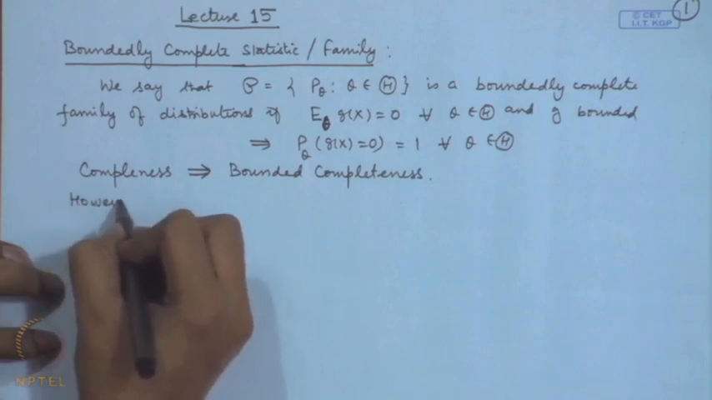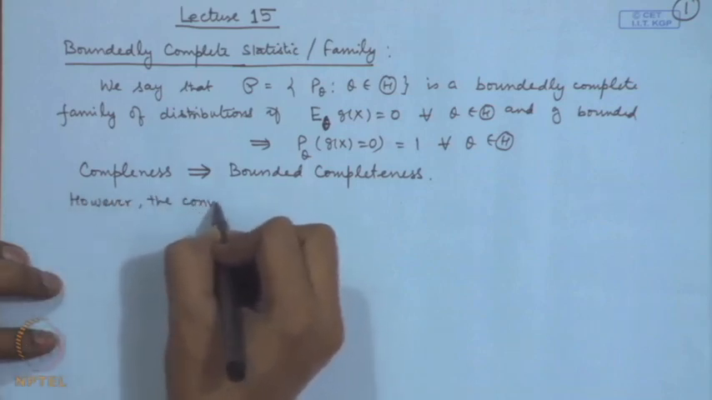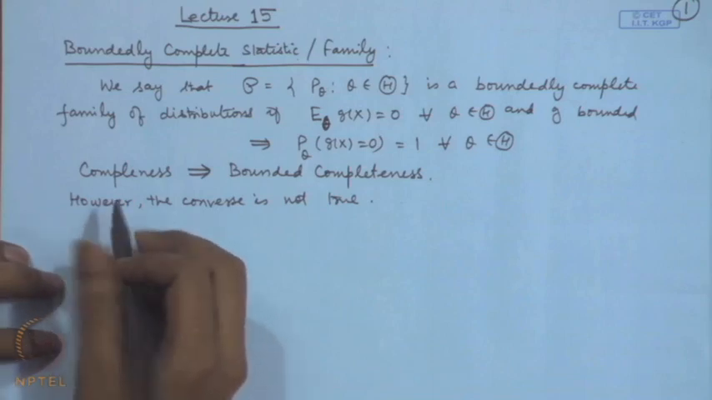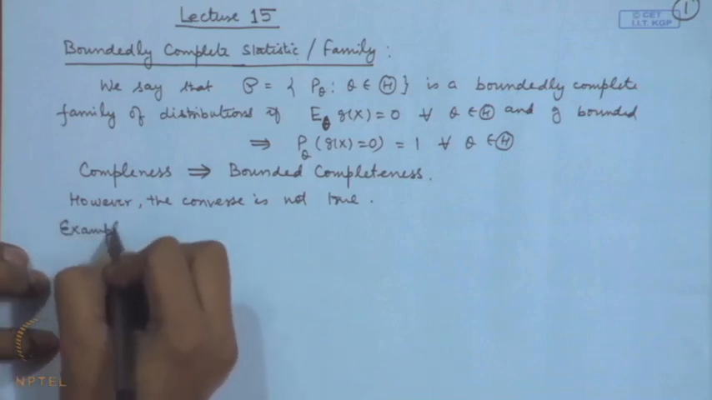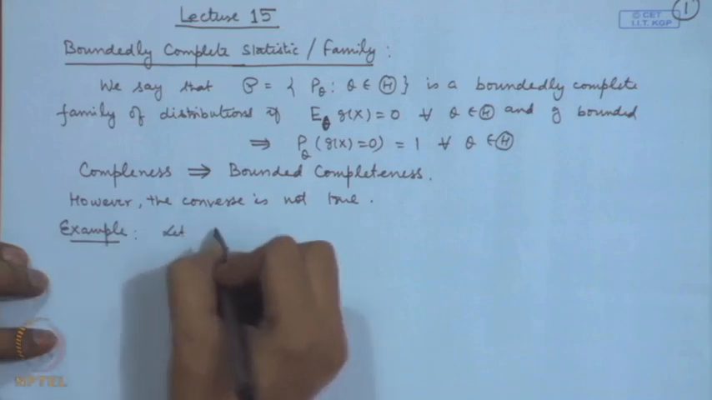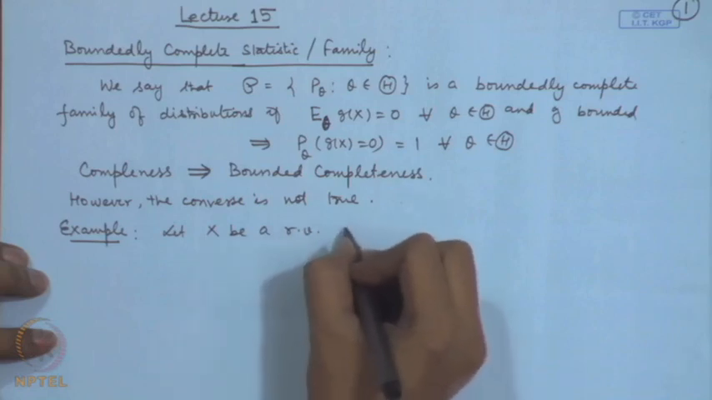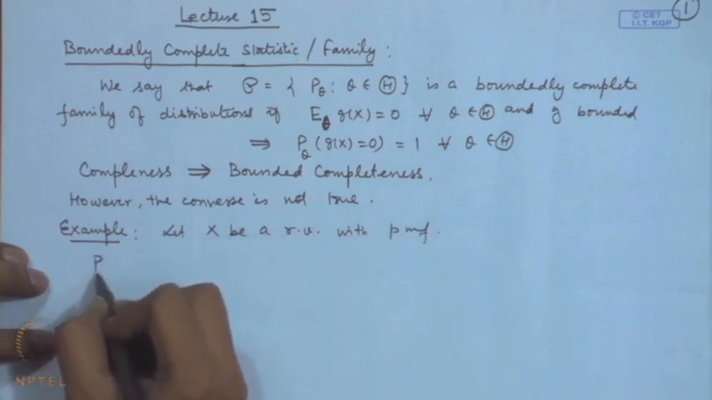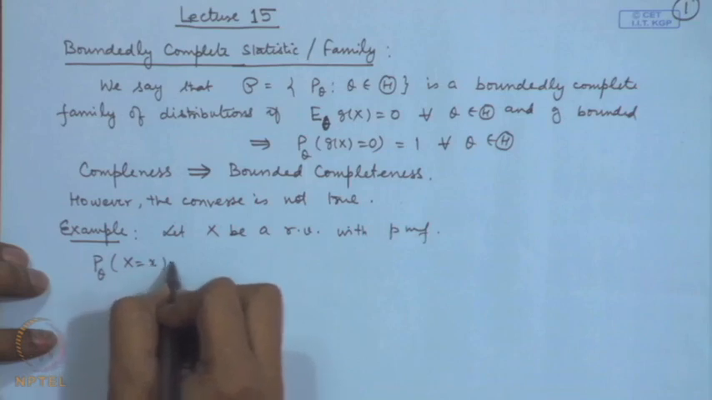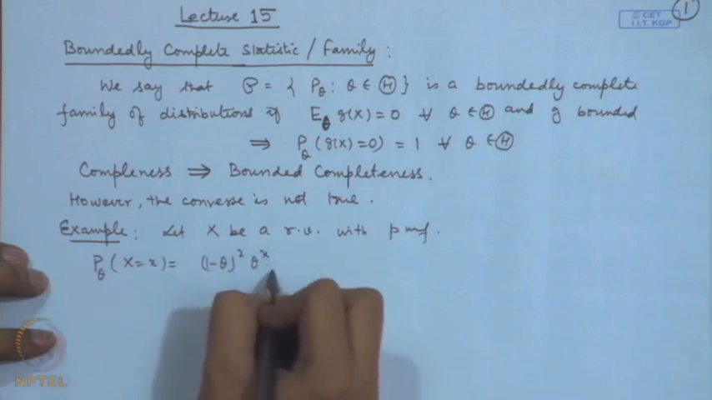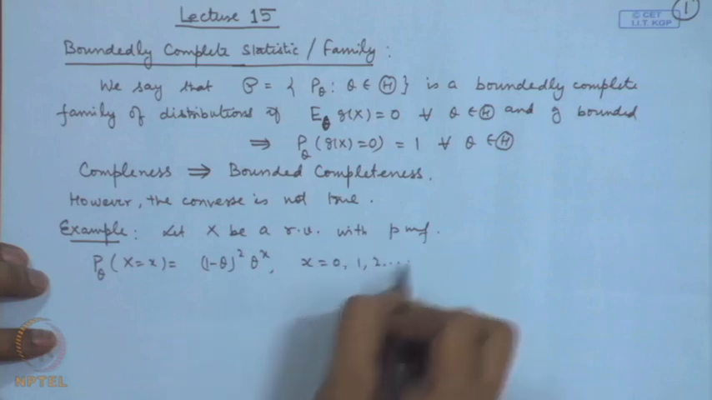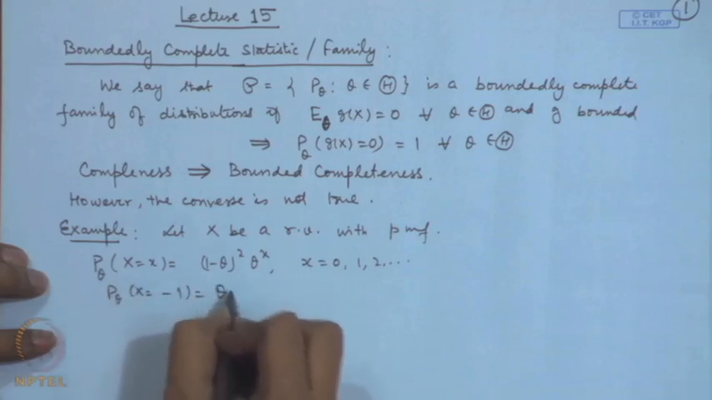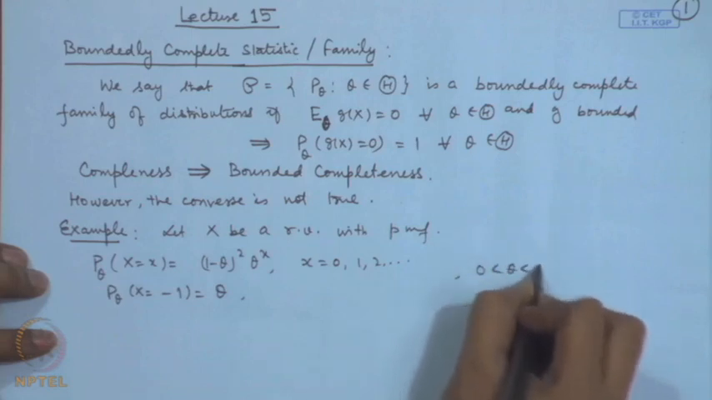However, the converse is not true. I'll give an example here. Let X be a random variable with probability mass function given by P_theta(X = x) = (1 - theta)^2 theta^x for x equal to 0, 1, 2 and so on, and P_theta(X = -1) = theta. Here theta is between 0 and 1.